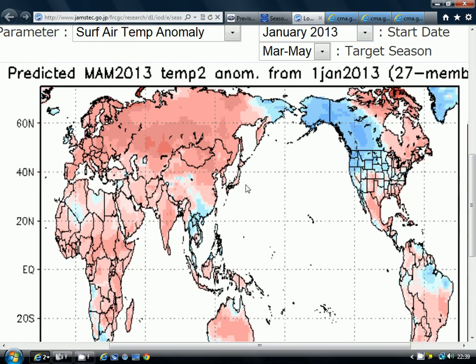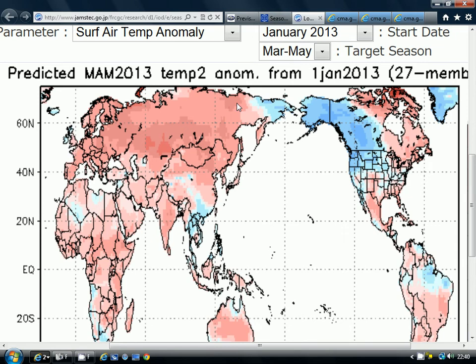Next chart we're going to look at is from the Beijing Climate Centre. This is the surface temperature anomaly for March, April, May for the spring of 2013. And we see it's going for a very warm spring across just about the whole of Europe. Actually, the warmth stretches right from the west over towards the far end of Russia.